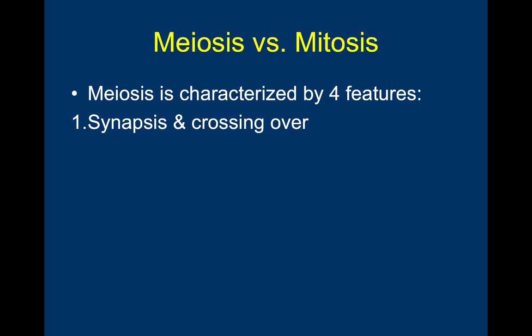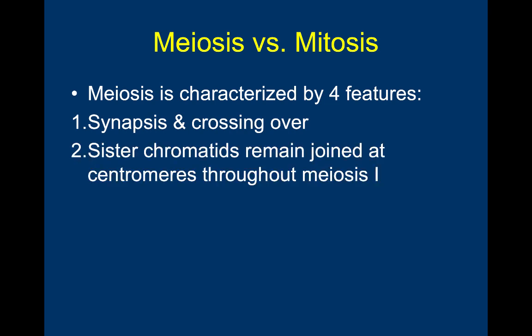Crossing over and synapsis. That is definitely not something that ever occurs in mitosis. Crossing over and synapsis are absolutely unique to the meiotic process. And so the big benefit of that, again, is that it creates genetic diversity among the offspring, in addition to all the other sources of diversity that we'll talk about here and summarize in a second.